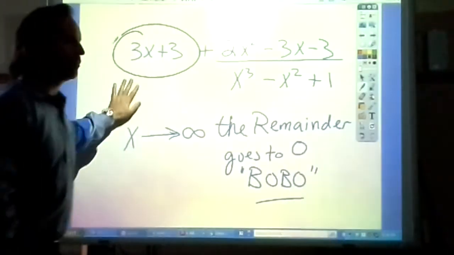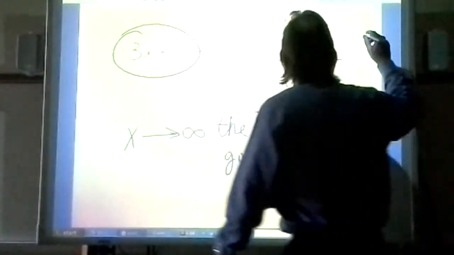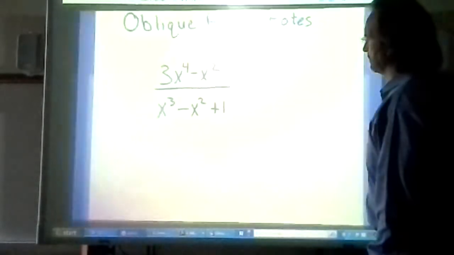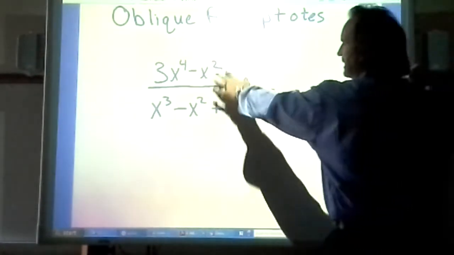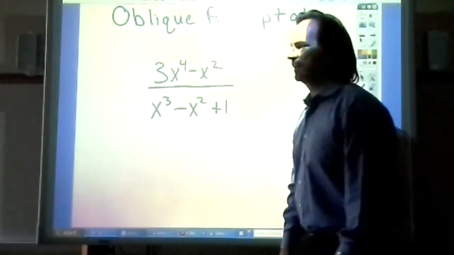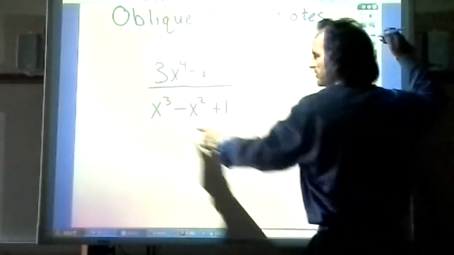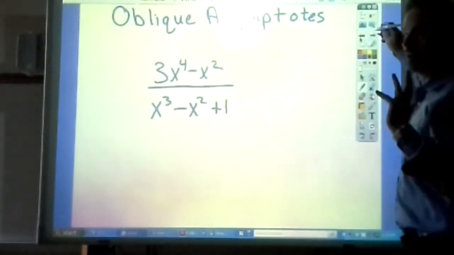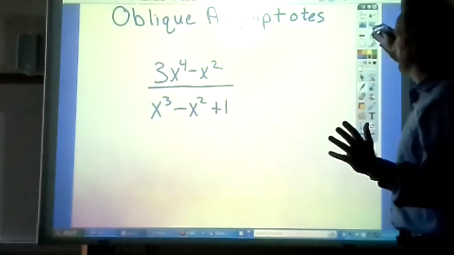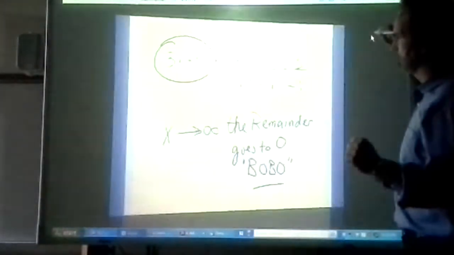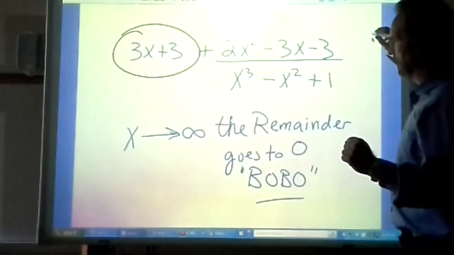So we divide, so what do we do? Bigger on top, I divided, okay? And notice I knew I had 1 degree difference. I knew it would be linear, and we'd have a linear asymptote, oblique asymptote, okay? All right. And that's what we got.